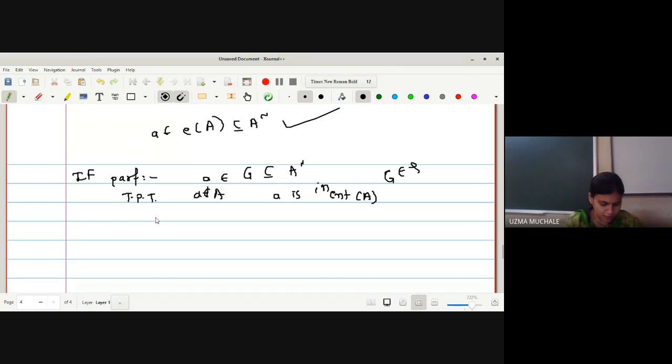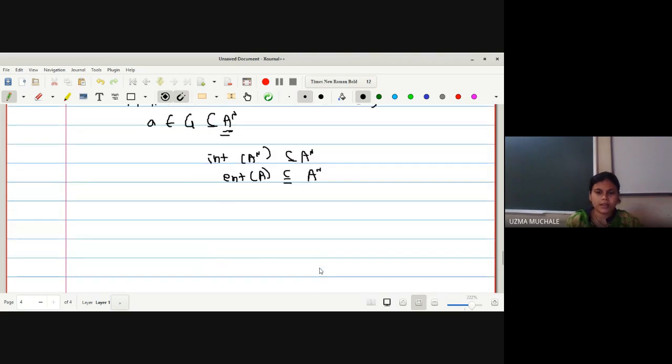Okay, let me start with the open set G which is given to us with this condition: A belongs to G, G is contained in A complement. But what is the largest open set contained in the A complement? Interior of A complement. Right, interior of A complement is the largest open set contained in the A complement, or in another way I can say exterior of A is the largest open set contained in the A complement, right? So this one is the largest open set contained in A complement, and G is simply an open set contained in A complement. So which one will be contained in which one?